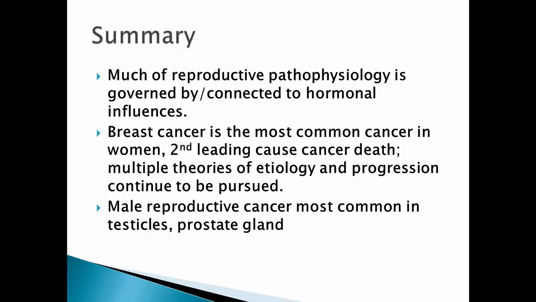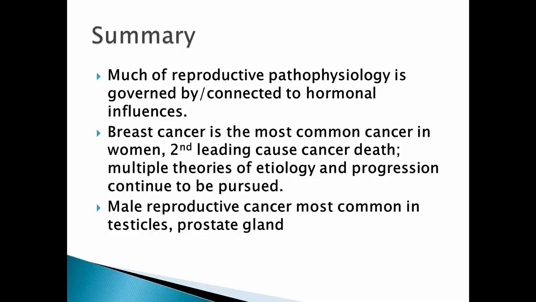So we've talked about a number of different kinds of cancers and growths within the reproductive system. Much of the pathophysiology is governed by or connected to hormonal influences. So having an understanding of how hormones affect the reproductive system becomes pretty important. As we talked about, breast cancer is the most common cancer in women and the second leading cause of cancer death. We have a lot of theories of etiology and progression, and we continue to pursue those. McCance and Huether is wonderful in this discussion, but it does get a little bit confusing. Hopefully I've been able to unconfuse part of it.